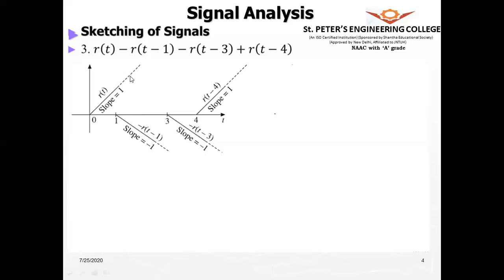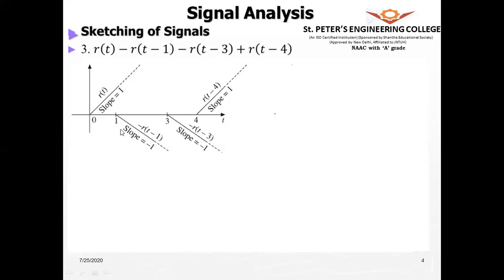So the slope will be constant of 1 here, and here the slope will be constant of minus 1. So that's all. Now we have to add all these signals. Now we have drawn what is r of t, what is minus r of t minus 1, what is minus r of t minus 3, what is plus r of t minus 4. So these are the 4 signals. Now we have to add.